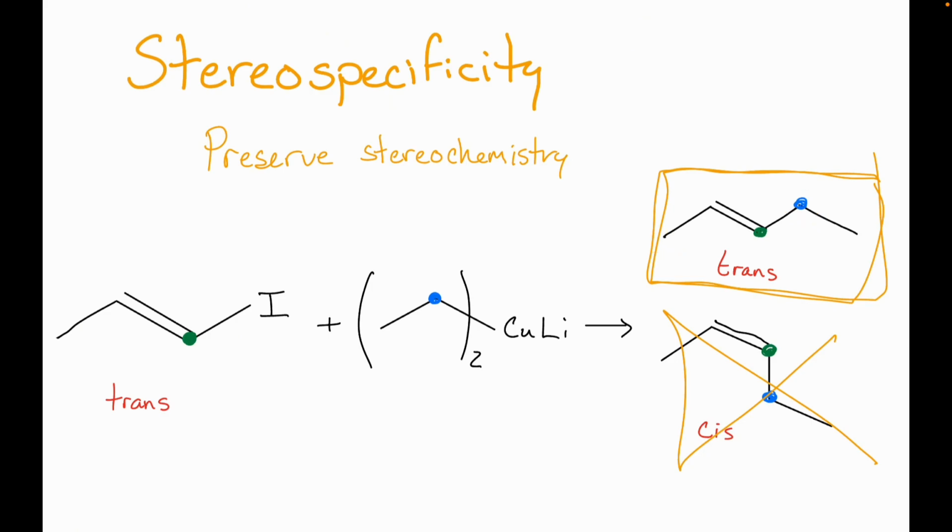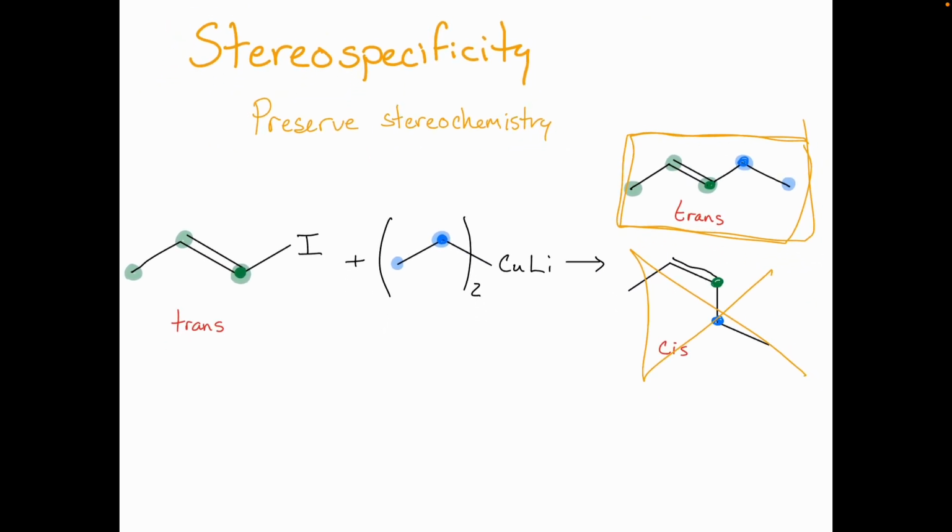Are we missing a carbon from the Gilman reagent? So let's count. On the green side, we got 1, 2, 3. And on the Gilman side, we only got 1, 2. Oh, okay. 1, 2, boom. All right, so let's do some examples of this.